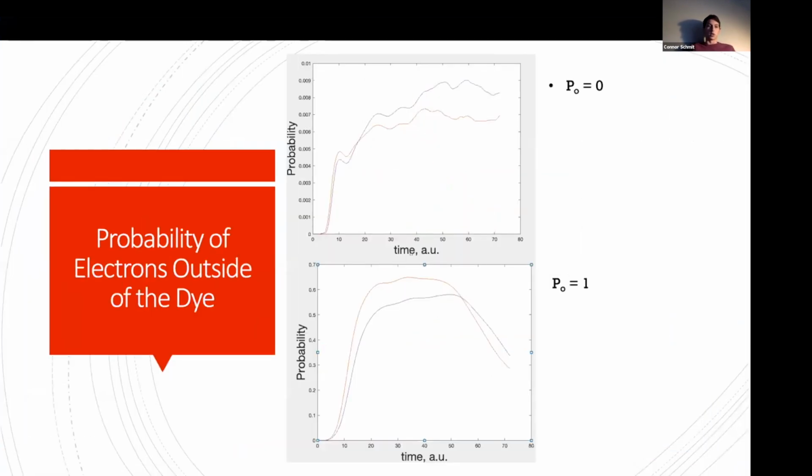Here just illustrates the probability of the electrons being found outside of the dye over time. So at the initial momentum of 0, you see that the max probability of finding an electron outside the dye is only 0.009 or 0.9%, compared to P naught of 1, which has a max probability of roughly 0.58, showing that increasing momentum does increase the electron transfer.